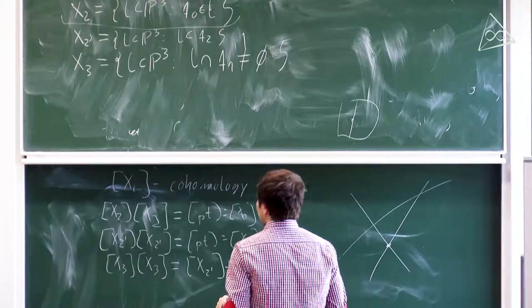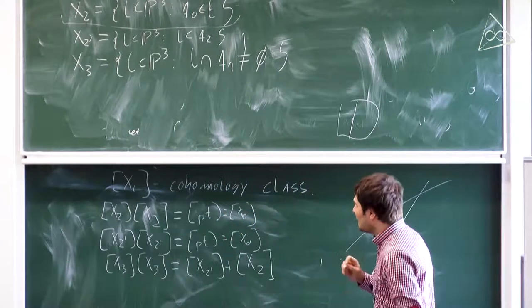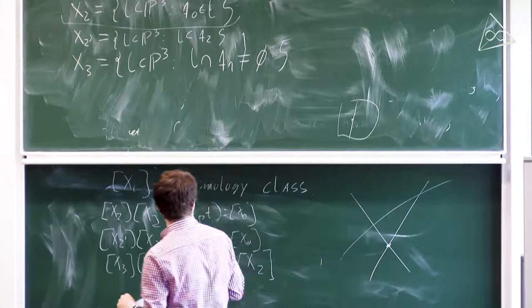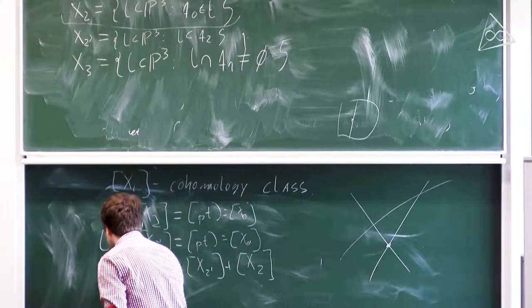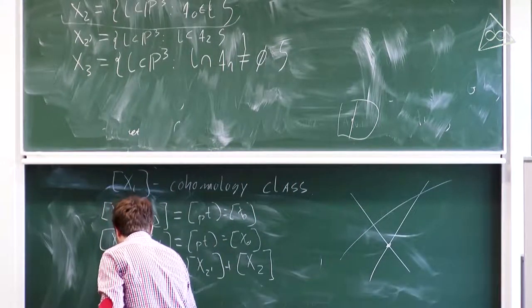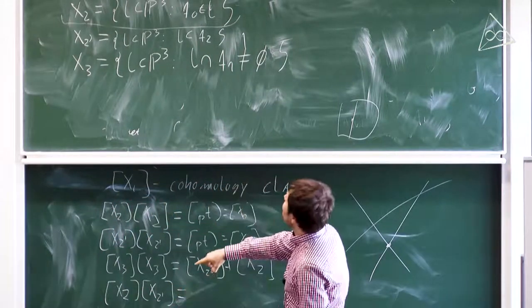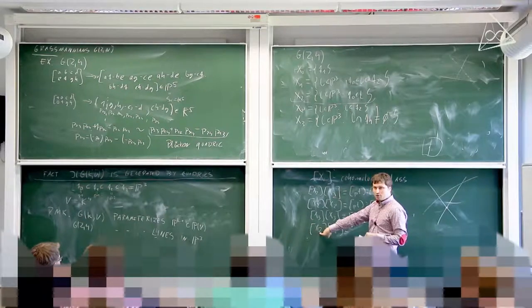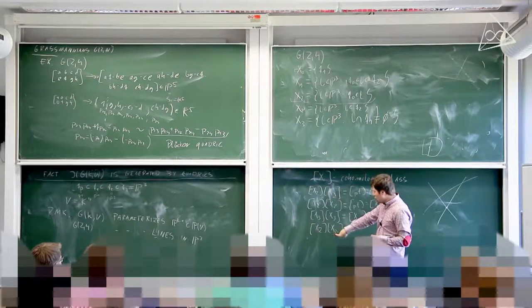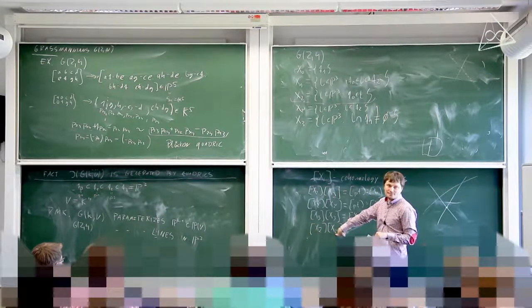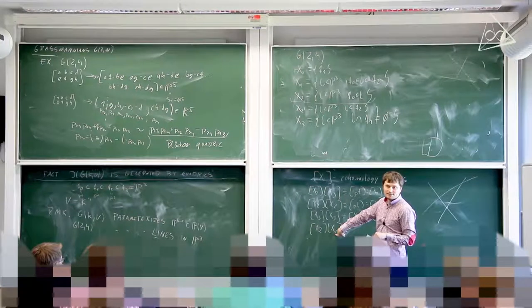OK. And now we are ready. One more. Namely, what's the intersection of x2 and x2 prime? So now we take all lines through one point and all lines contained in some different plane. What's the intersection?